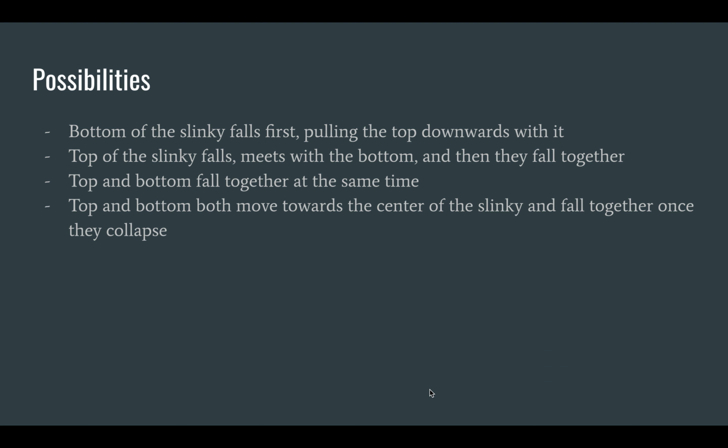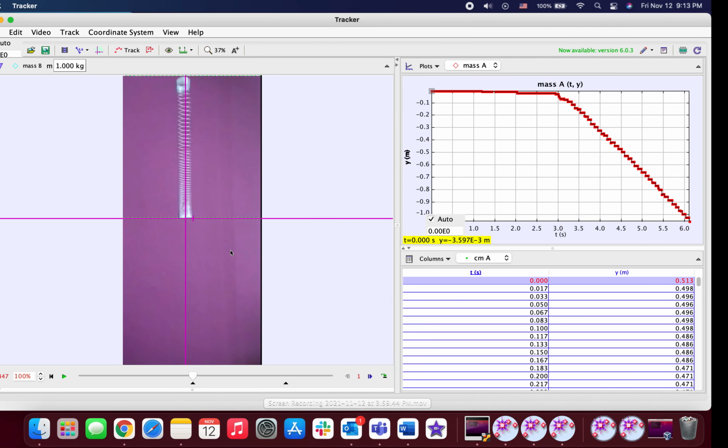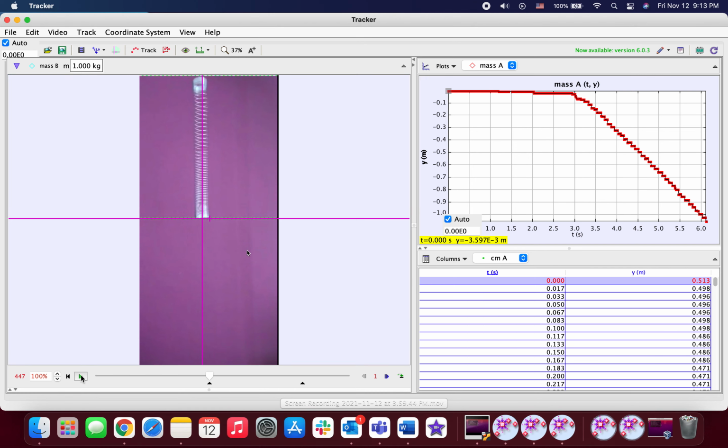Before I show the video of the slinky falling, I'm going to go over the possibilities of what could happen. First, the bottom of the slinky could fall first, pulling the top down with it. Another option is the top of the slinky falls, meets with the bottom, and then they fall together. Or the top and bottom could fall at the same time. Or the top and bottom could both move towards each other, towards the center of the slinky, and fall together once they collapse. So let's see which of those happens.